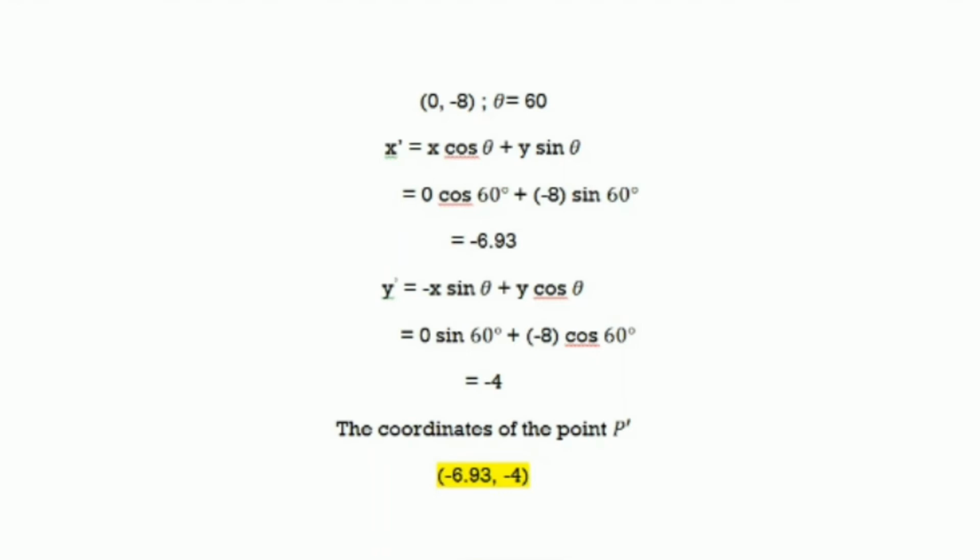For the y, we have the formula y prime is equal to negative x sine theta plus y cosine theta. Then, substitute lang din. Kaya naging negative 0 or 0 sine 60 degrees plus negative 8 cosine 60 degrees. Then, yung answer natin for y prime is negative 4. So the new coordinates are negative 6.93, negative 4.